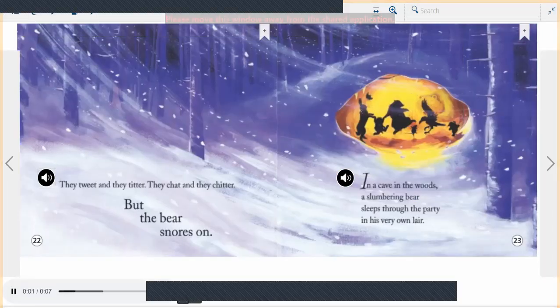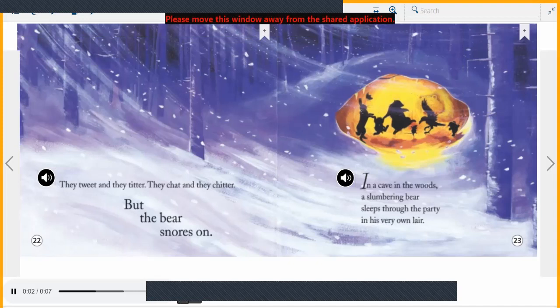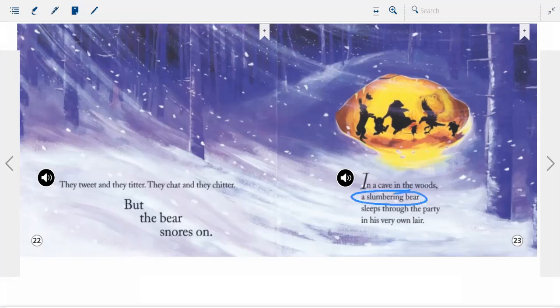They tweet and they titter. They chat and they chitter. But the bear snores on. In a cave in the woods, a slumbering bear sleeps through the party in his very own lair. So what does a slumbering bear mean? It means he's sleeping.